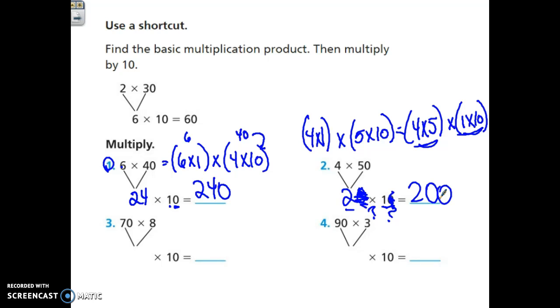If you want to check your work, you can remember that multiplication is repeated addition. So I could also go 50 plus 50 plus 50 plus 50, and I would get 200. Okay? Now I'm going to get rid of some of that because that's going to be getting in my way here.